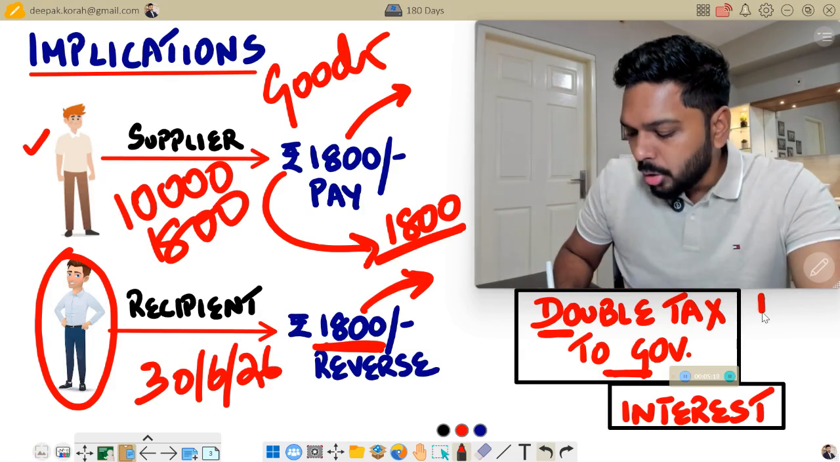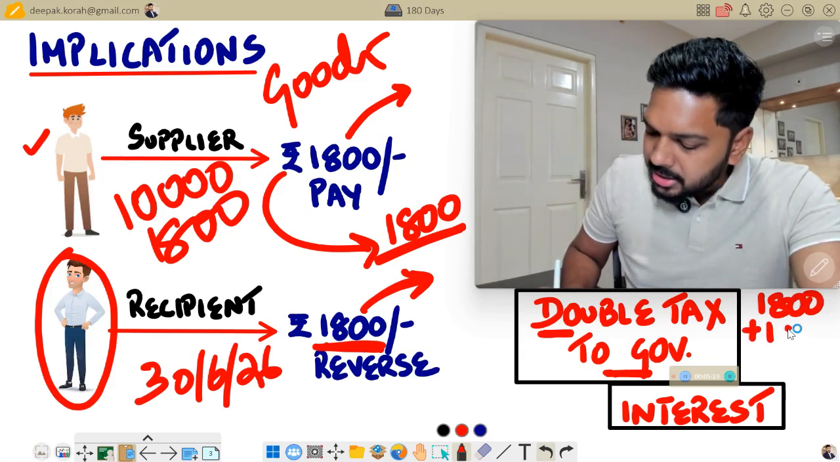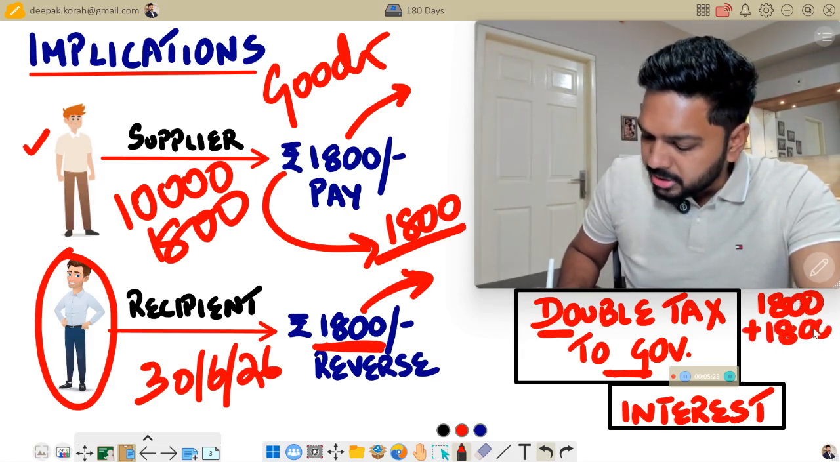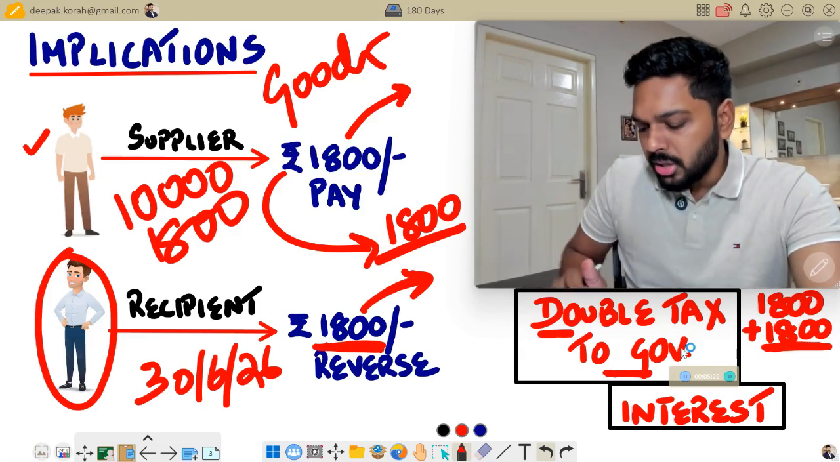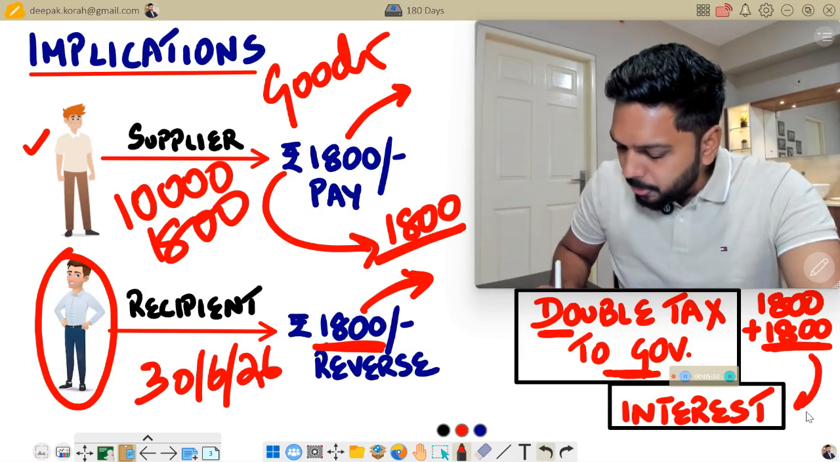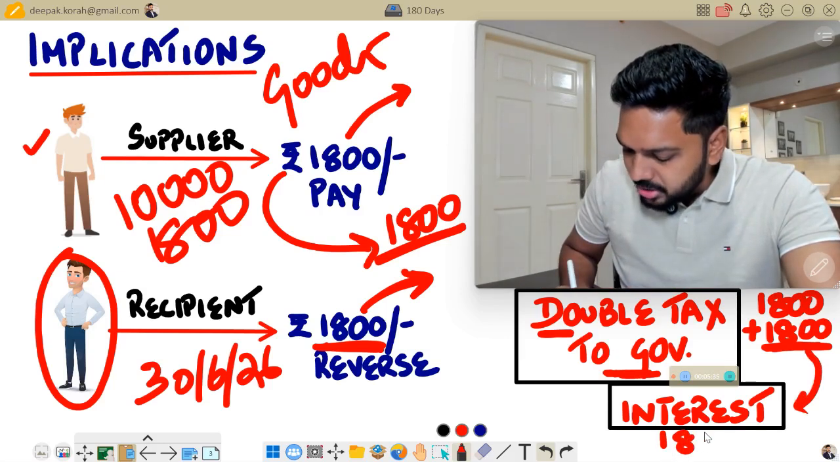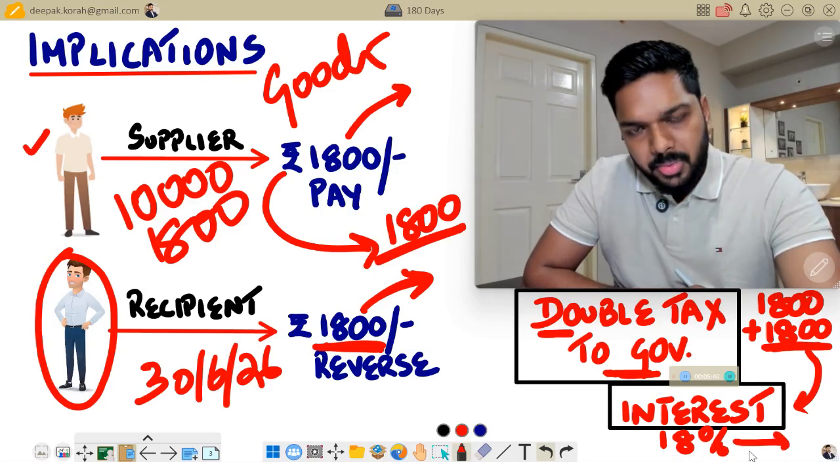So the government gets 1,800 rupees in the first instance, and then by way of reversal of payment, the government gets another 1,800 rupees. And this leads to a double taxation effect. No revenue loss to the government, a double taxation effect to the government. And on top of that, like I said before, you got to calculate an 18% interest on the GST amount and pay that also to the government.